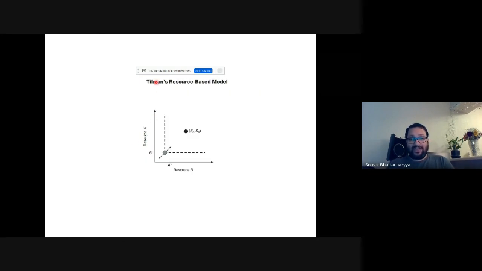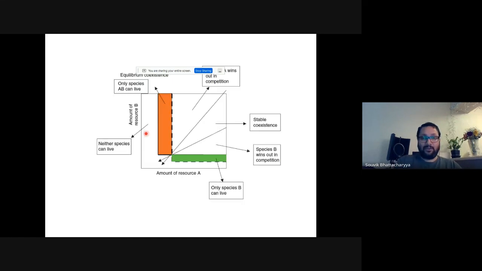So scientist Tilman came up with this resource-based model. Same kind of idea like the Lotka-Volterra model, but rather than the number of species being on the x and y axis, now you have resources. So resource was divided into A and B, and from the perspective of resource, there are different outcomes possible. This is not part of your syllabus, but if you really are interested, you can go and read about it. This is a fascinating part, how the Lotka-Volterra model can be further improved.